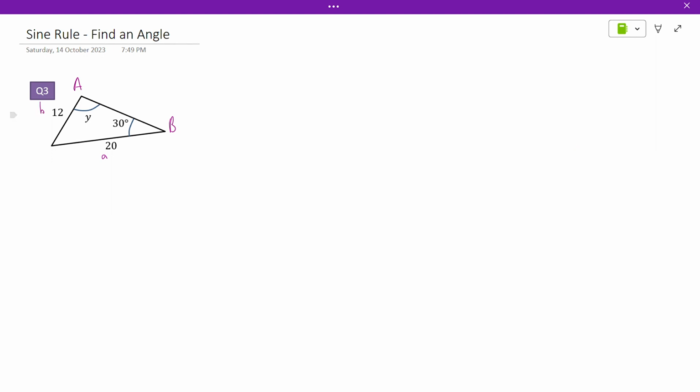Okay, now let's write our sine rule. So we're trying to find an angle, so we're going to use the sine rule variation that has the angle on top. I've got another video that explains that in a bit more detail. But just writing our sine rule, we've got sine A divided by A equals sine B divided by lowercase b equals sine C divided by C, but we don't need to write that. We're just interested in A's and B's.